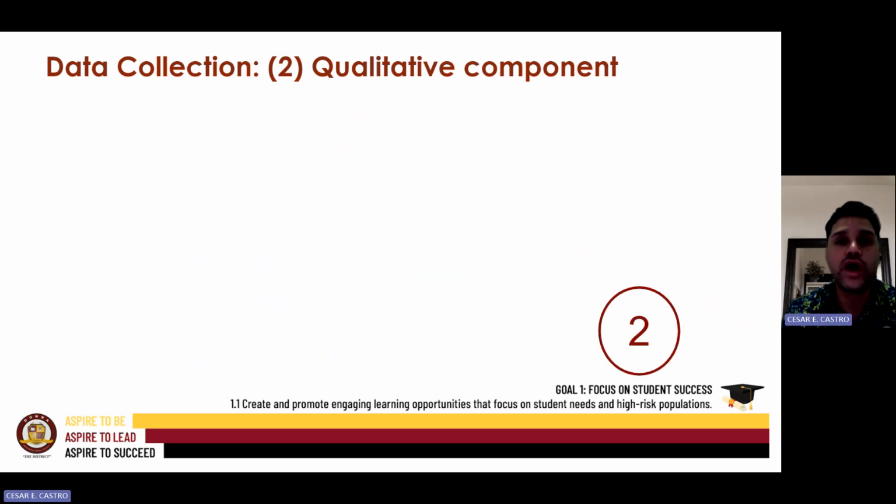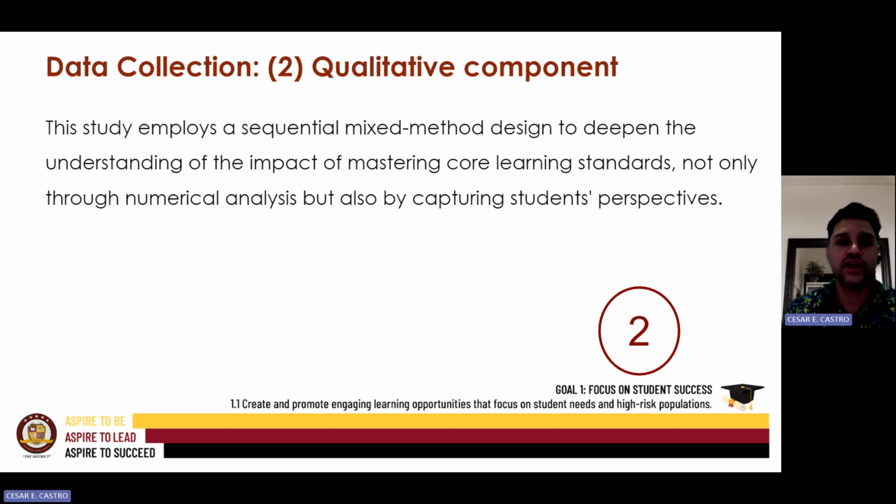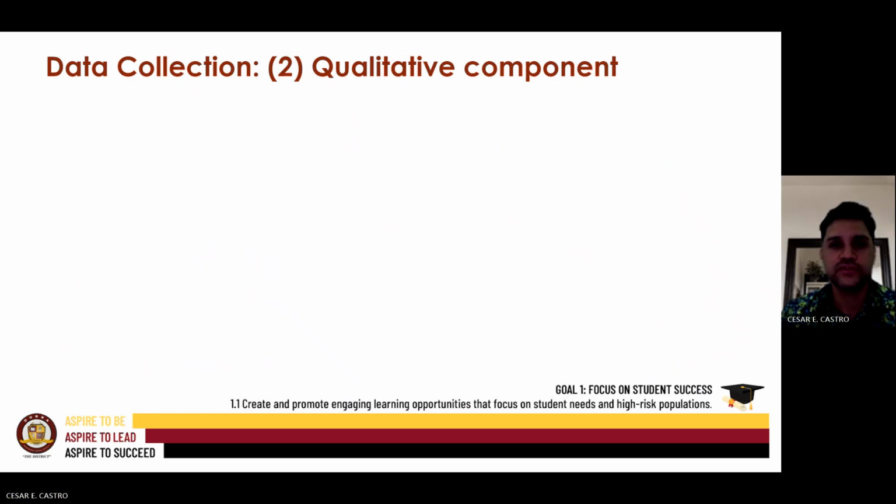Now, what about the qualitative component? Okay, so this study employs a sequential mixed methods design to deepen the understanding of the impact of mastering the core learning standards, not only through numerical analysis, but also by capturing students' perspectives.